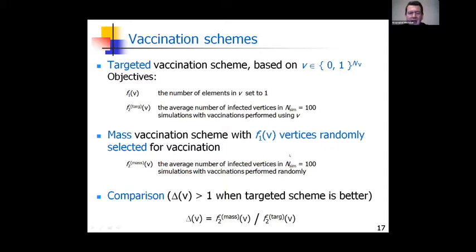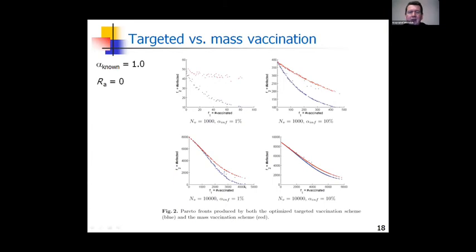For comparison of these two schemes, two things can be used. One is the hypervolume, because it's a bi-objective optimization, of course, but also for a given solution, you can compare how those schemes performed by using just the number of infected cases in the mass vaccination scheme and the targeted vaccination scheme, which is a straightforward measure. If it is larger than 1, it shows that the targeted scheme was better. Here you see a comparison using Pareto fronts.